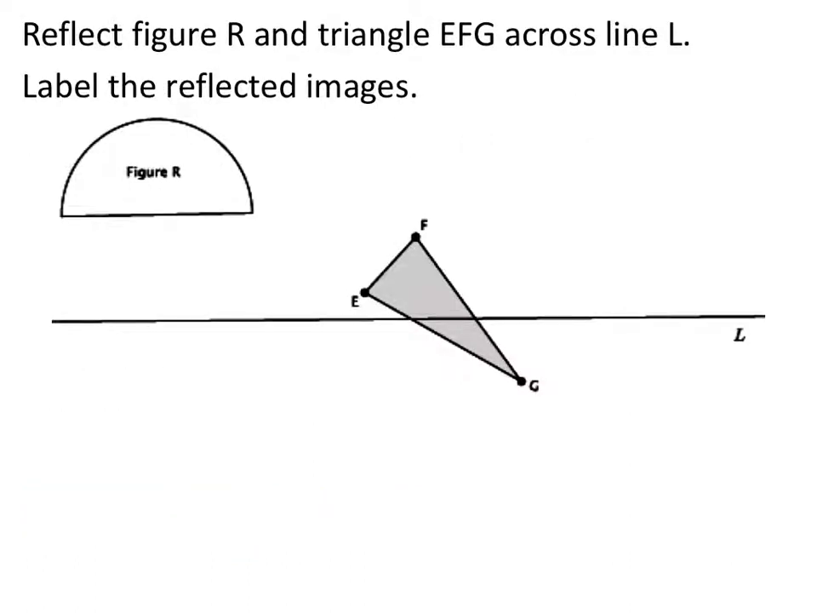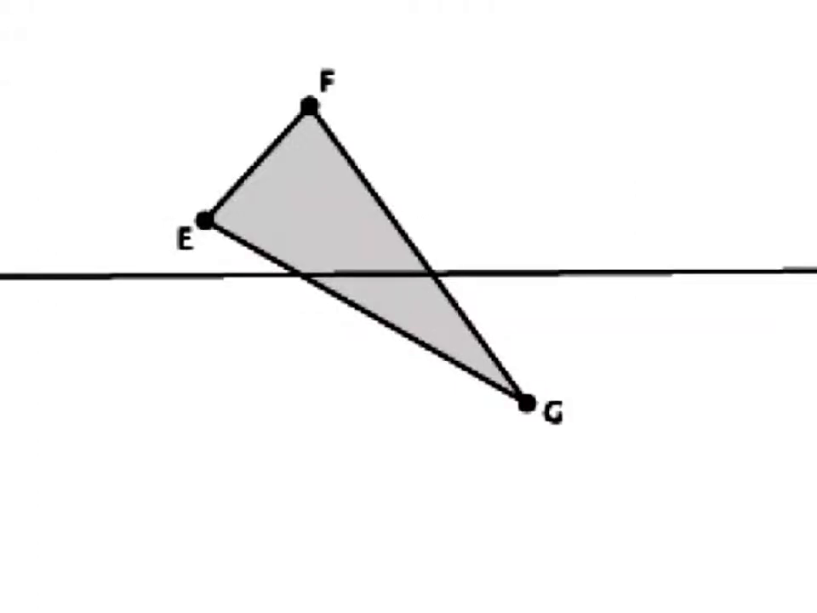Alright, reflect figure R and triangle EFG across line L. Label the reflected images. Do that with your partner. Go. We do expect you to struggle on this one, which is why we put it on this. Also, this is a different type of reflection. Now it's a horizontal reflection because the line of reflection is horizontal.